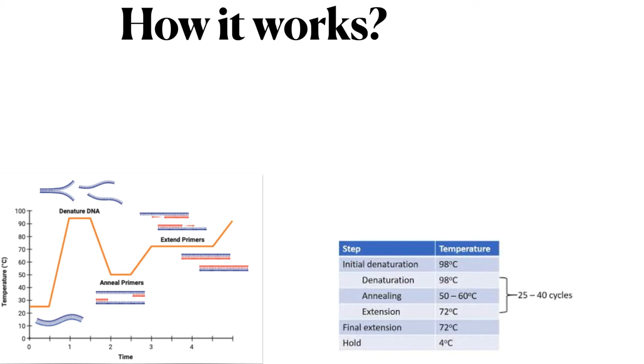These steps, initial denaturation, annealing, extension, and final extension, happen within the PCR reaction, and we have to hold that reaction at the end.